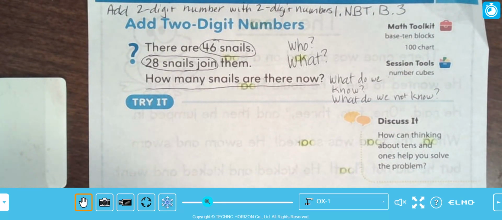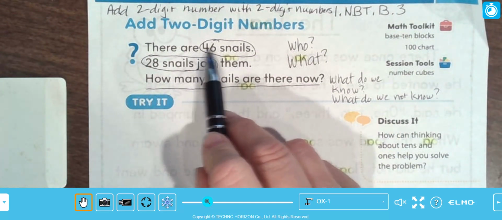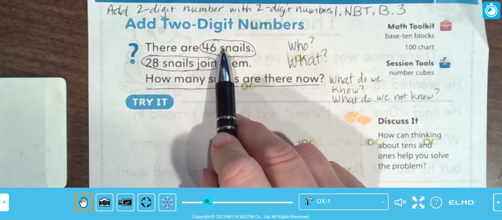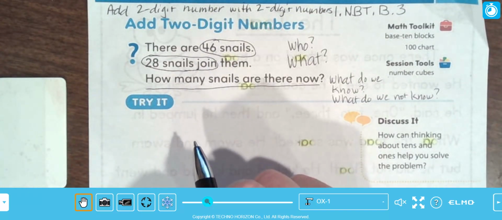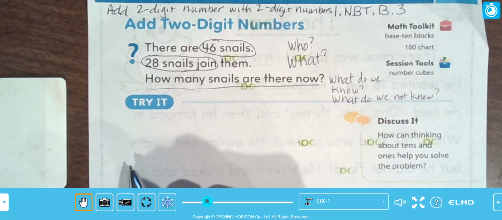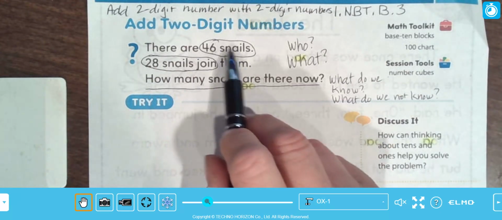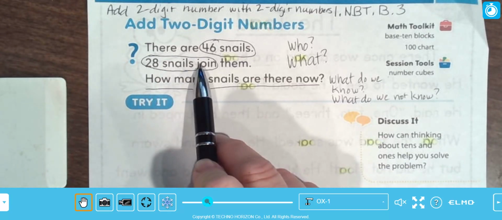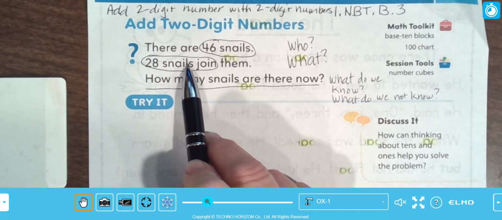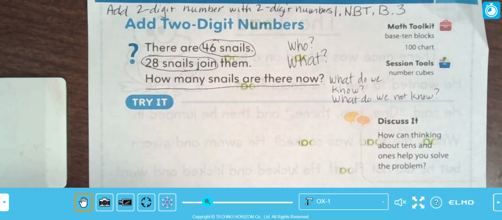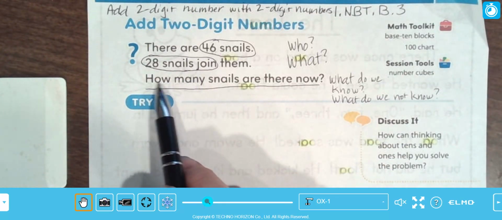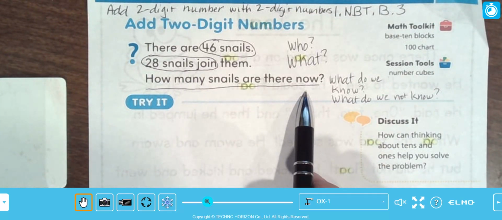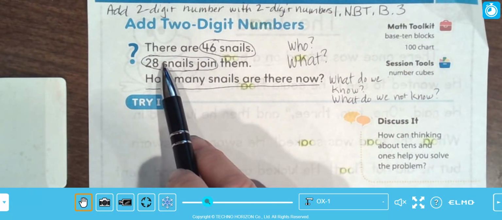Okay. So, 46 snails. Is that a part or a whole? Is that all the snails or only part of the snails? Yeah, it's only part, right? 28 snails. Is that all the snails or only part of the snails? Yeah, that's only part of the snails. So what we're trying to find out is all the snails. This part and this part together is what we're trying to find out.